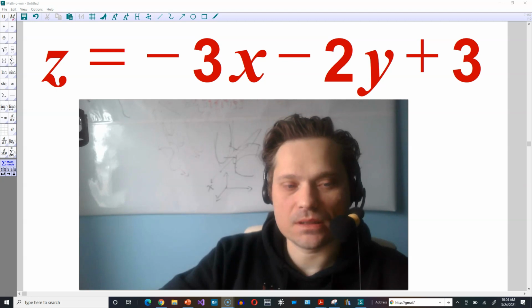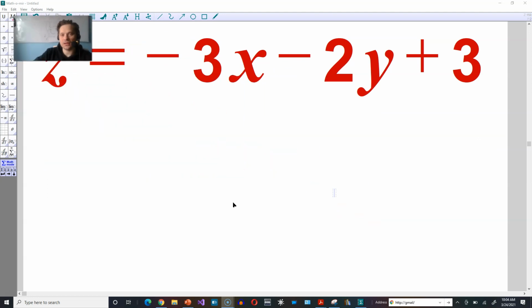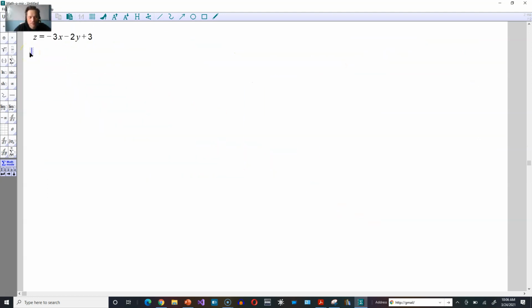Hi friends, in this one we're going to study z equals negative 3x minus 2y plus 3, so we'll make a picture of this plane. We're going to begin by finding the z-intercept, so that means x is equal to 0 and y is equal to 0. When you do that, z would be equal to negative 3 times 0 minus 2 times 0 plus 3. So z, in other words, is equal to 3.